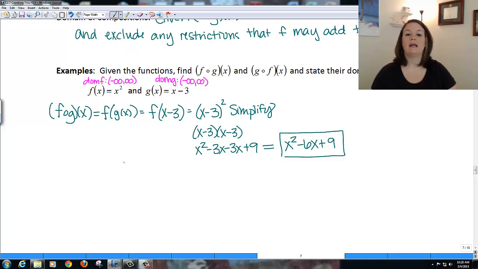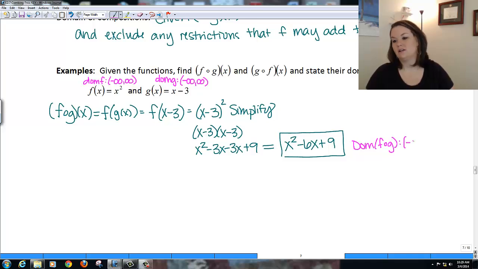Notice I start with my input domain, which here is my g of x. My input domain is all real numbers, so that's what I'm starting with. And then I look at my final result, which is x squared minus 6x plus 9. Notice I don't have a variable denominator, and I don't have an even root. So that means that the domain of f composed of g is still negative infinity to infinity.